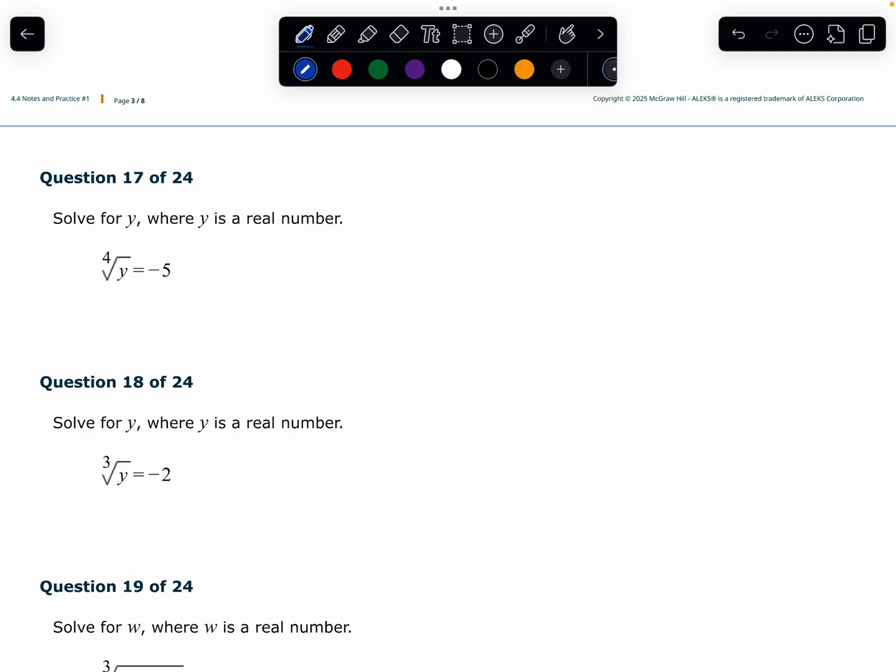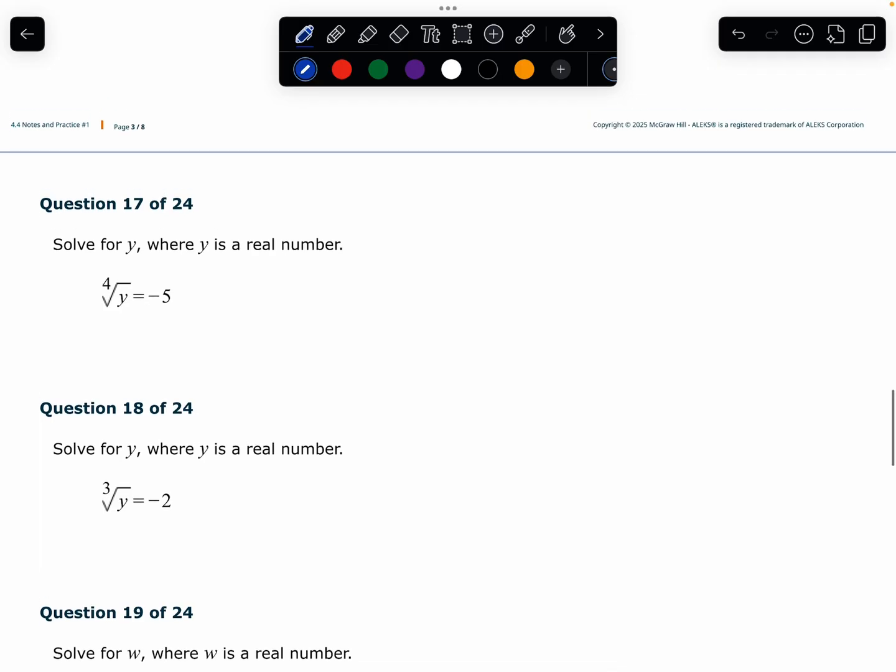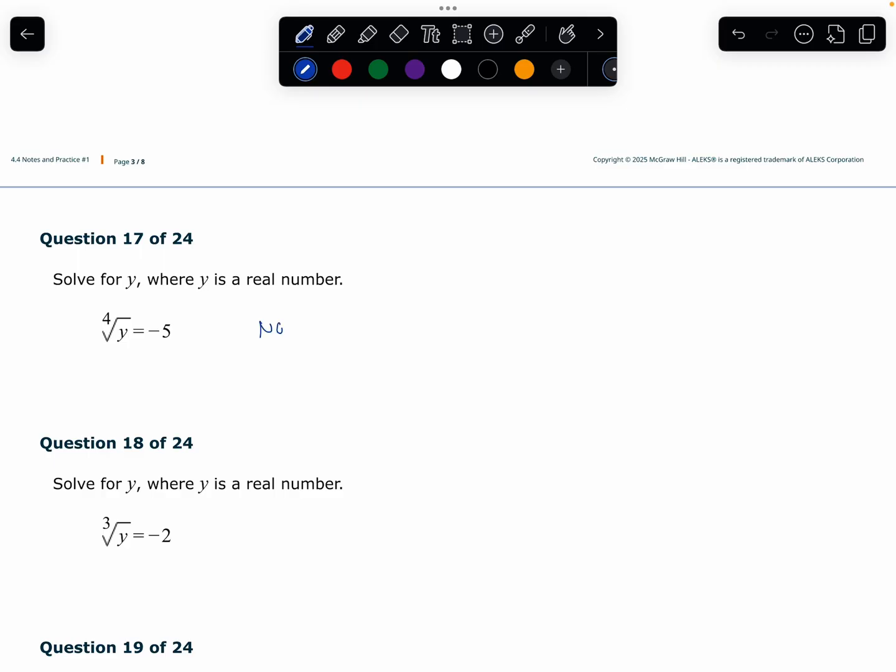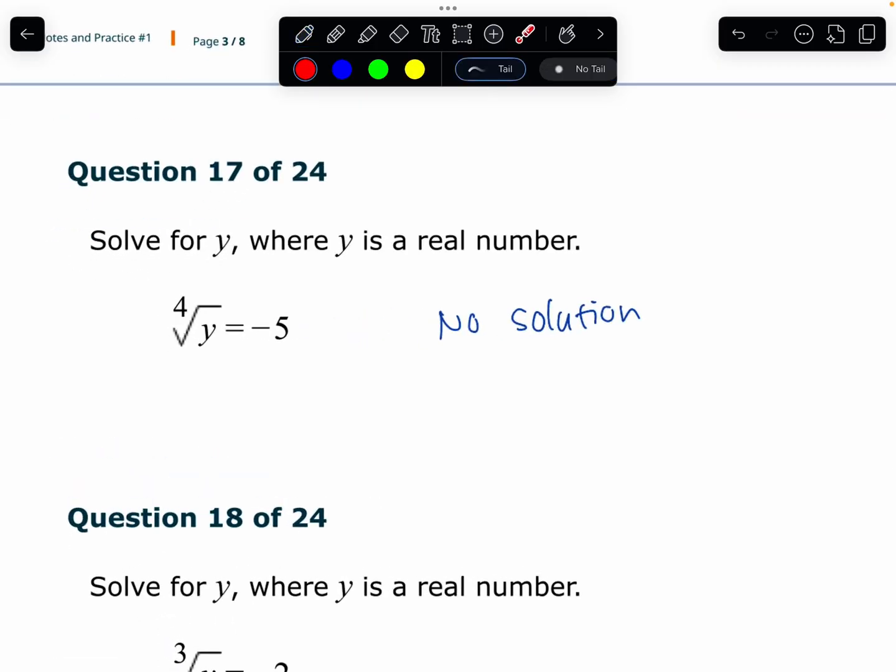For 17, okay, this one's going to be a no solution. You can tell. So we talked about how if the right side is negative and the left side's a square root, it's no solution. But that doesn't just apply to square roots, that applies to any root that is even. So we have a fourth root, and yeah, so it can't be negative right there. So no solution.